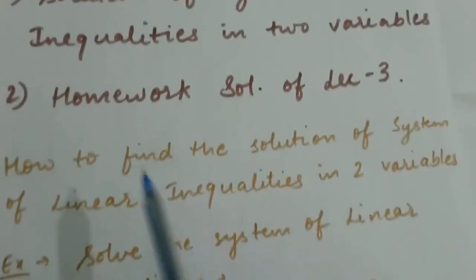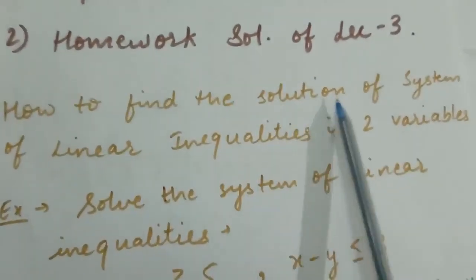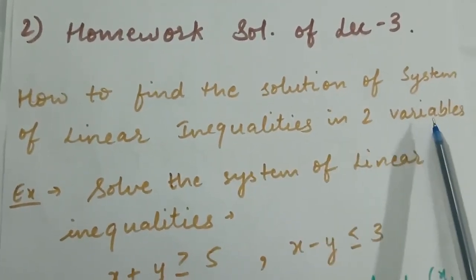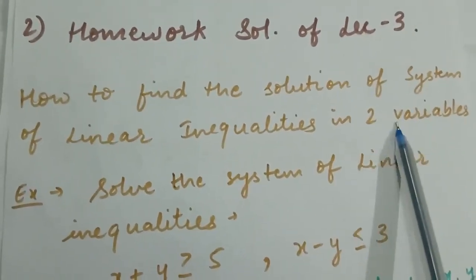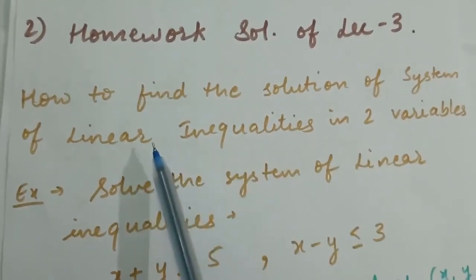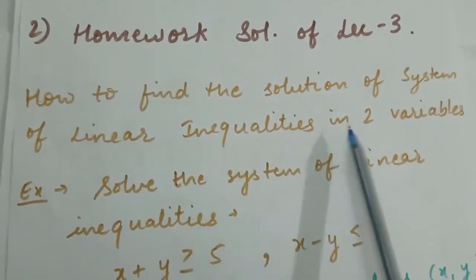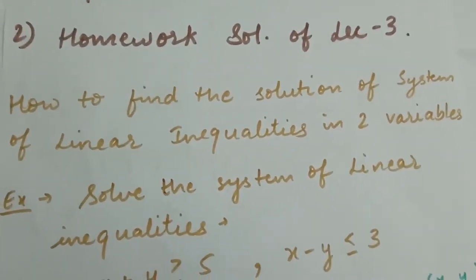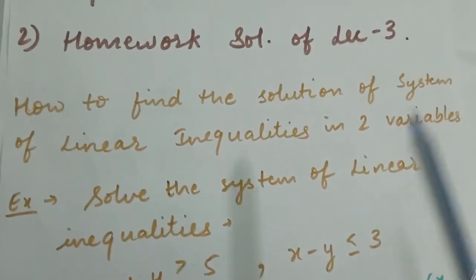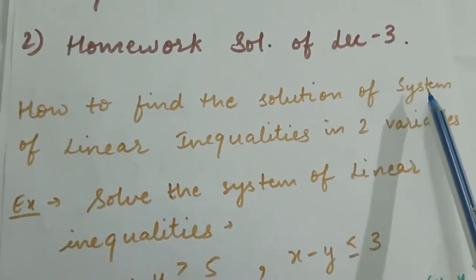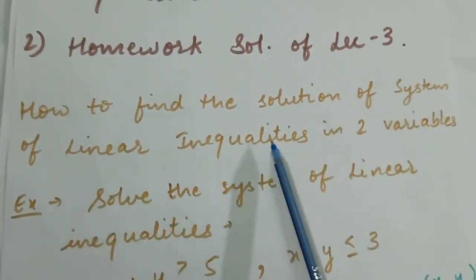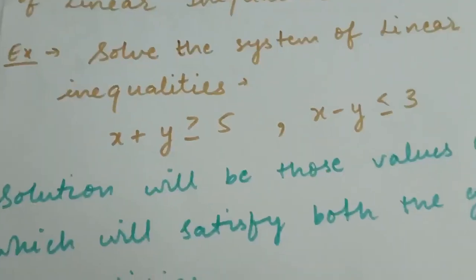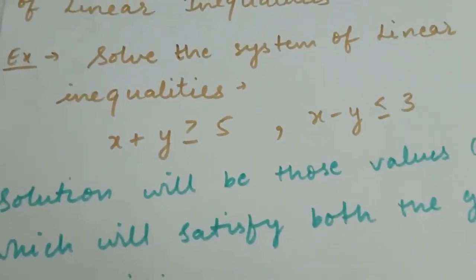Okay. So how to find the solution of system of linear inequalities in two variables? In the previous exercise, we have found the solution of linear inequalities in two variables, but there only one linear inequality is given, right? If now more than one inequality, that is system of linear inequalities is given, then how to find the solution? So let's take an example to understand this.